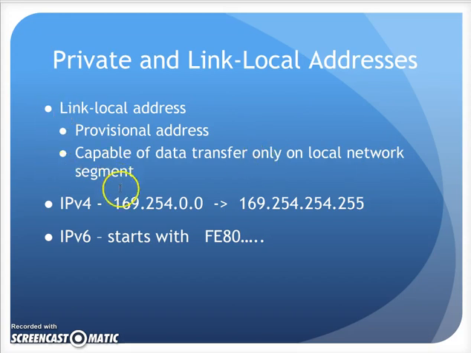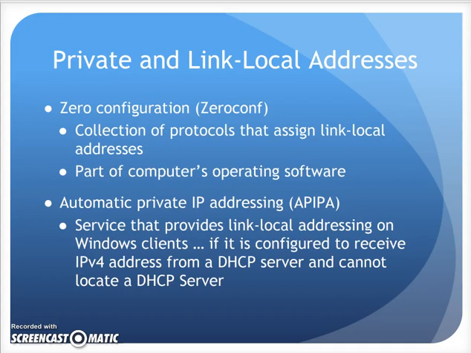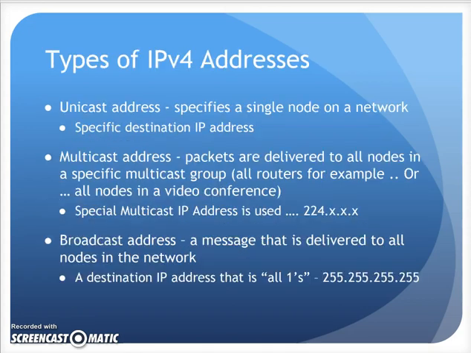Don't forget your APIPA addressing, 169.254. That was your automatically privately assigned IP addressing. If a computer boots up and cannot find a DHCP server, it self-assigns a 169.254. Set that number aside as well. Okay, and that's basically what this is reminding us of, an APIPA type address, a 169.254.